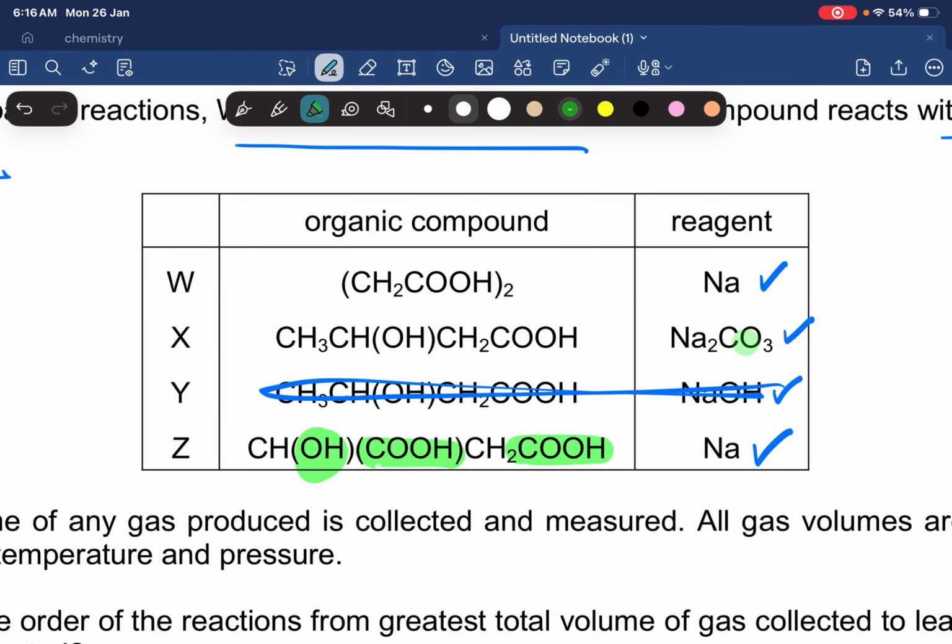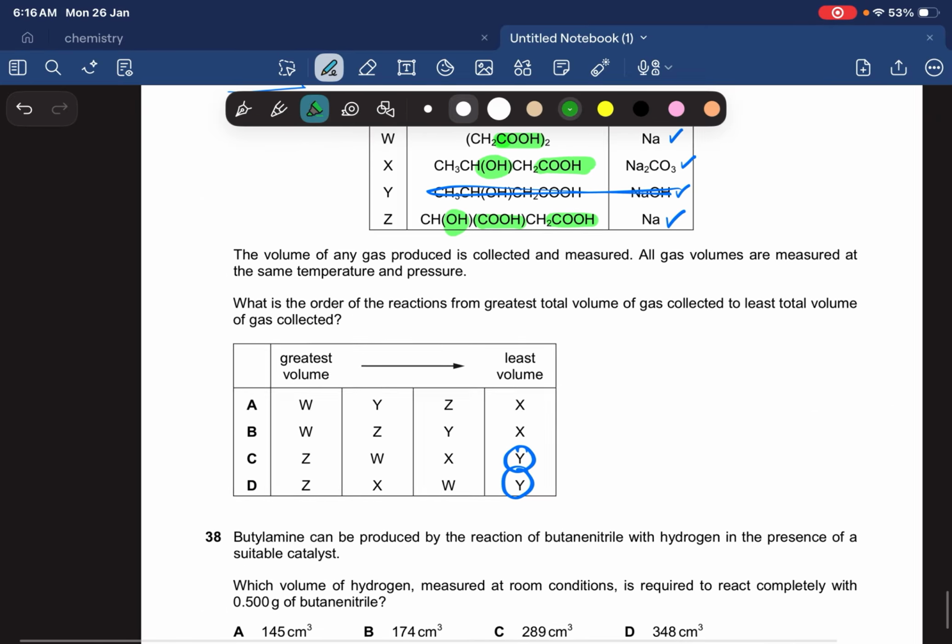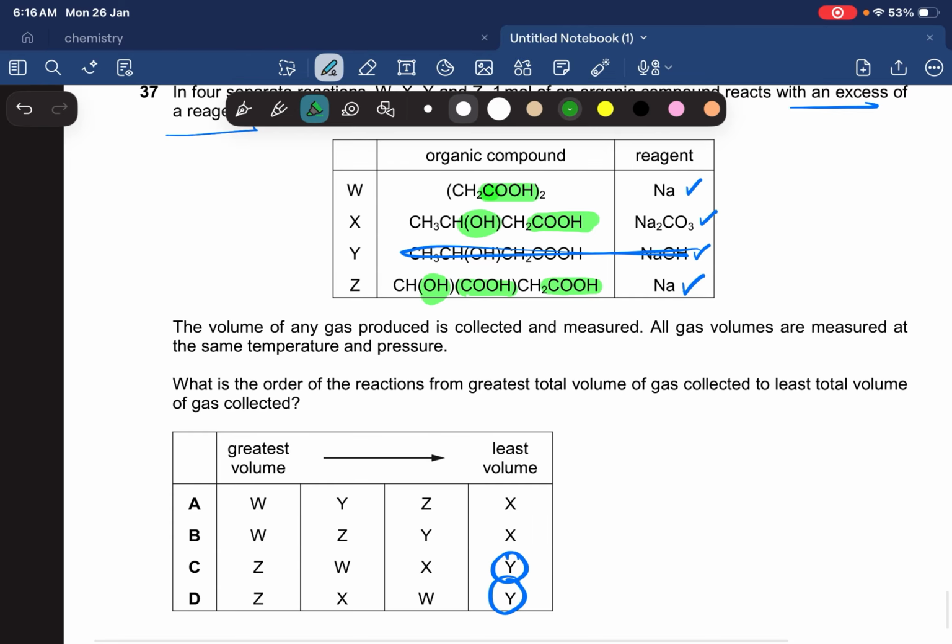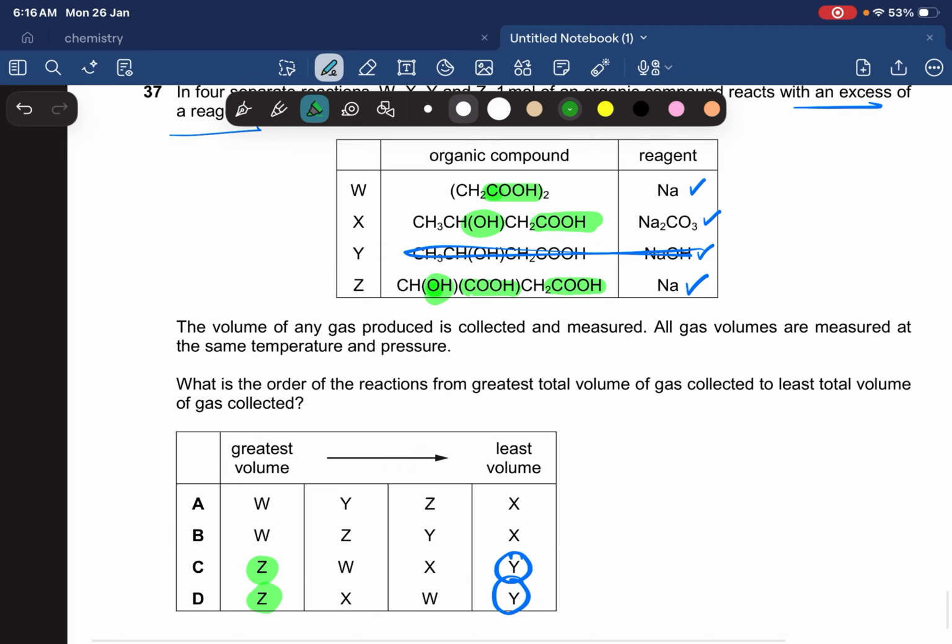sodium carbonate. COOH acid, yeah. OH, nah. And this thing has 2 COOH groups. So you should realize the greatest is gonna be with Z. Why with Z? Because it has 1, 2, 3 groups that are gonna react with Na. This thing has only 2 groups, right?